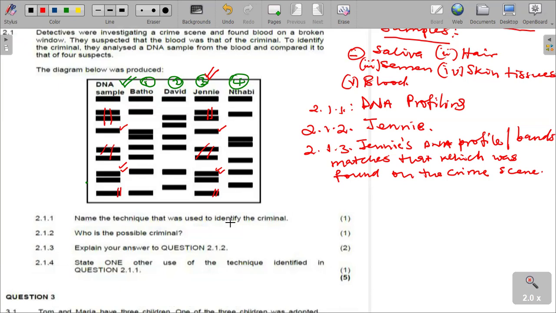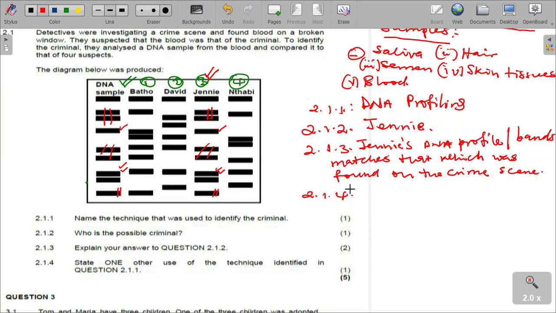Our next question is question 2.1.4. It says: state 1 other use of the DNA technique identified in the question above. So the technique that we are saying is what? DNA profiling. What is the other use? So we just need to list the uses of this one.